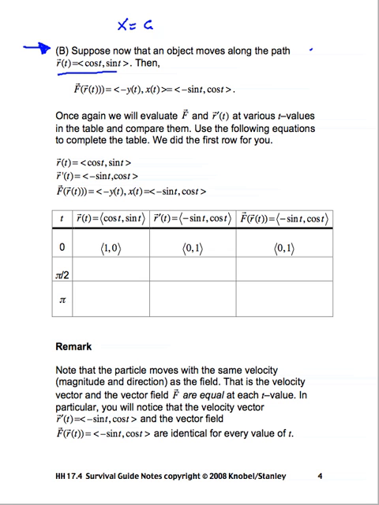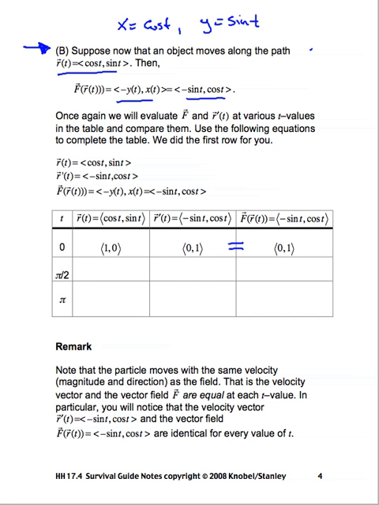X is equal to the cosine of t. Y is equal to the sine of t. And if you evaluate f, minus y comma x, so there's minus y is sine of t, comma x. And so again, to speed up the computations here, we've got r of t, we've got r prime. This is our velocity vector. This is our vector in the field. And you can see that when t equals 0, these vectors happen to be equal.